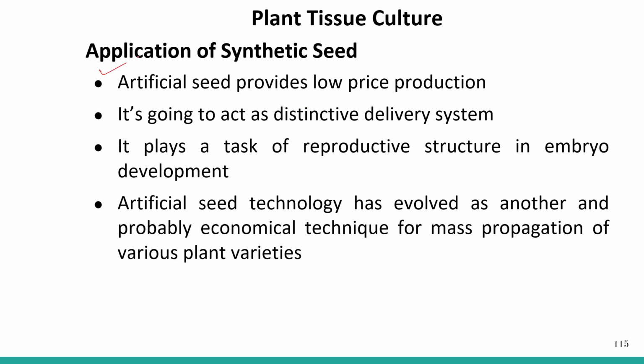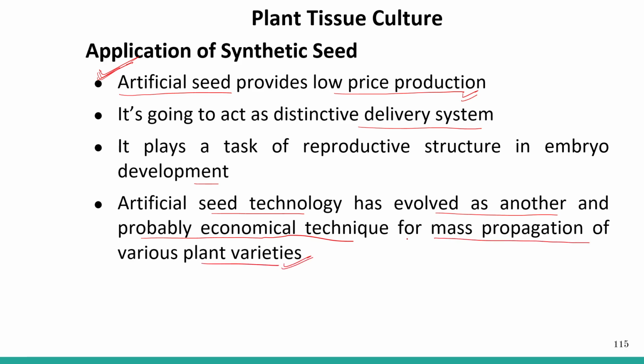Application of the synthetic seed. Now after the formation of this synthetic seed, what is their application? Why are we forming that? Artificial seeds provide low price production. It is going to act as a distinctive delivery system. It plays the role of a reproductive structure in embryo development. Artificial seed technology has evolved as another and probably economic technique for the mass propagation of various plant varieties.